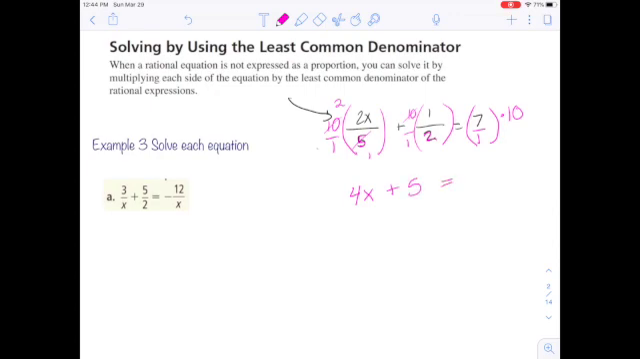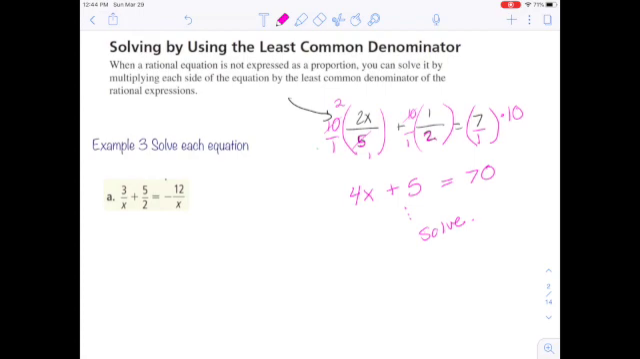10 divided by 2 is just 5. And you have 7 times 10, 70. So we're allowed to do this because what we did to one side is exactly what we did to the other side of the equation. And you could proceed on and solve, right?